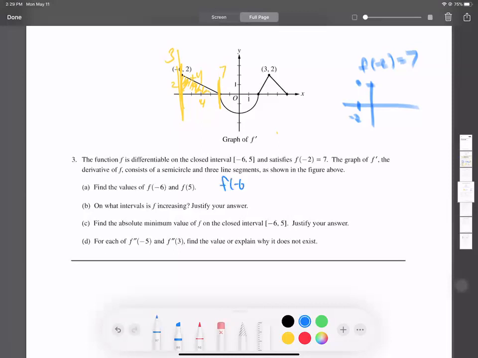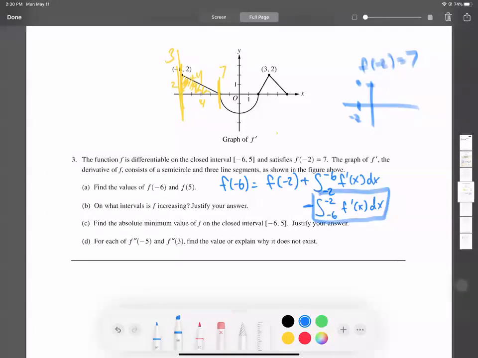F of -6 is the same as us starting off at f at -2, and then we're going to add from -2 to -6 of f prime of x, because you want to go backwards. If you don't want to deal with a negative, we go from low to high. You can write this as a minus the integral from -6 to -2. We said this here is a triangle, value of 4. So 7 minus 4 is the 3 we wanted.